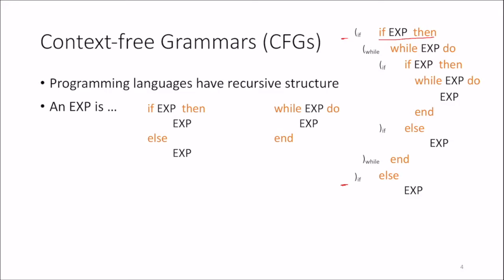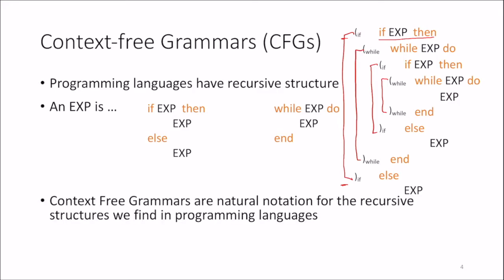And if I keep going, I can see that I have this kind of nested structure where these parentheses have to match up to each other. And if you look at this series of nested parentheses, it turns out a context-free grammar, which is what I'll explain to you in the next several slides, is a natural notation for these recursive structures. It's a natural fit for the recursive structures we find in programming languages in particular.